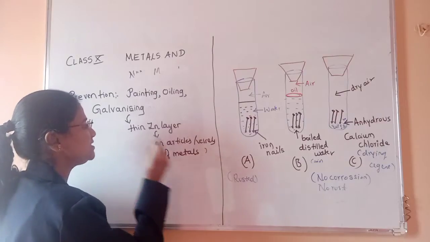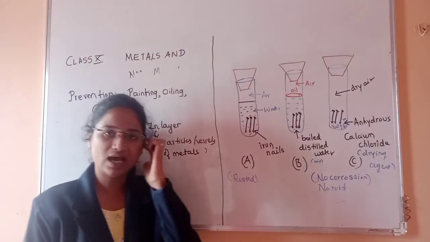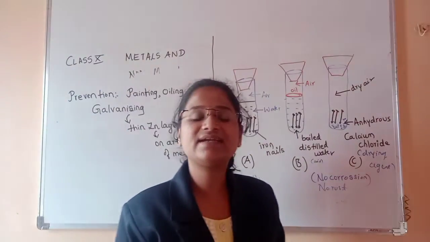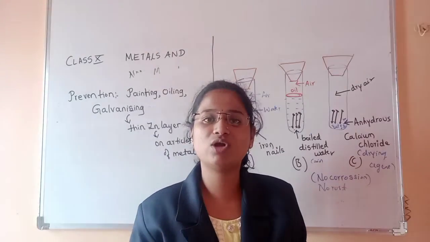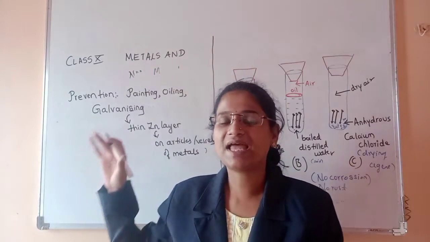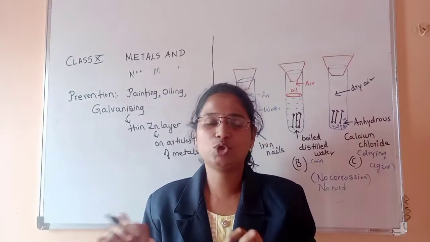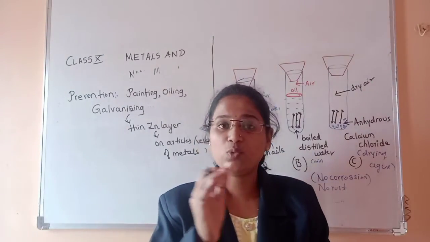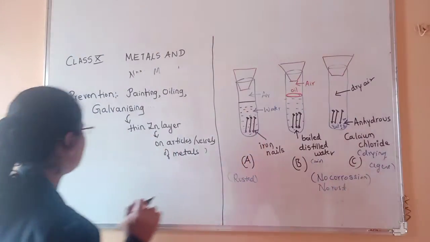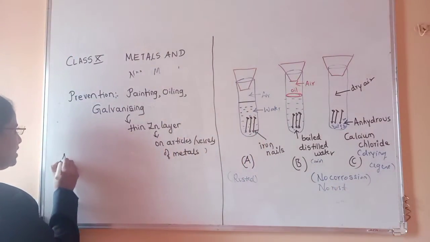Okay, so this zinc layer will not allow the metal to react with the moisture, with the water or the air. So galvanization is one of the techniques to prevent corrosion, we can say. We have one more method, guys, which is called alloying.